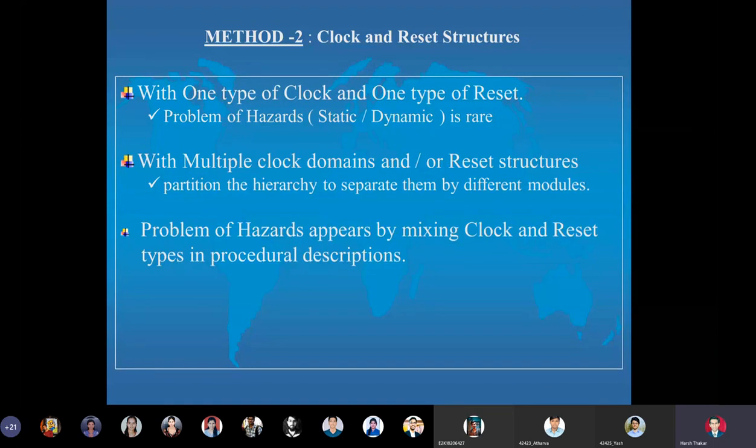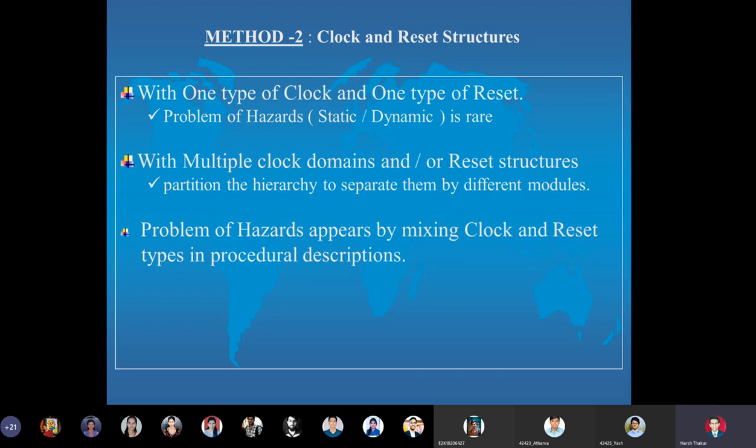The second point in this particular method of partitioning for synthesis is that with multiple clock domains and reset structures, one should partition. For example, if it is not possible for a designer to have a single clock and a single reset, and you are forced to have multiple clock domains or multiple reset structures, then what is advised in order to reduce the problem of hazards is that you should partition the hierarchy to separate them into different modules. So if it is unavoidable to use multiple clocks and multiple reset structures, you should partition the hierarchy and put these multiple clocks and multiple resets in different modules.